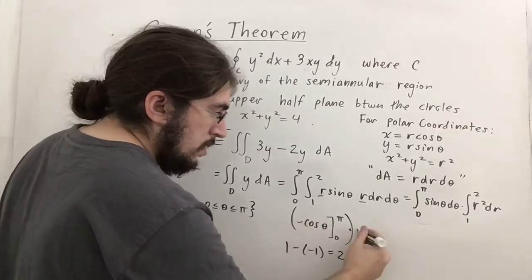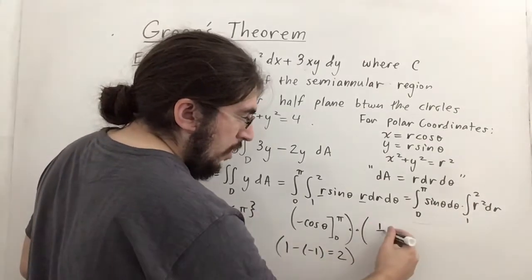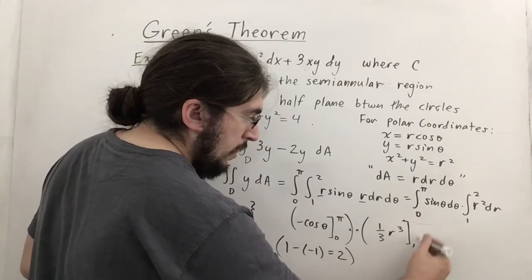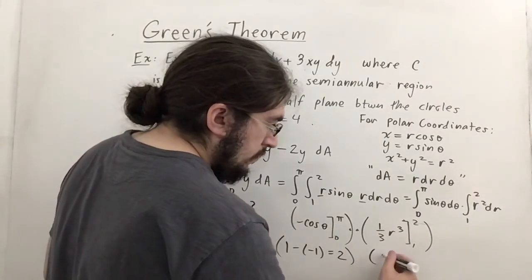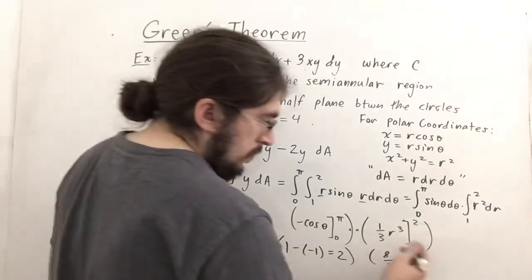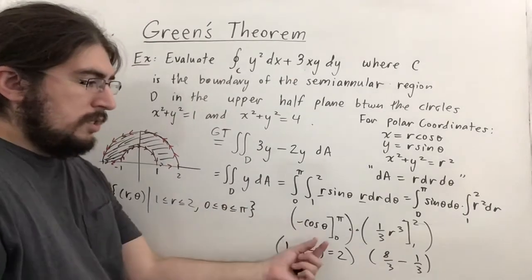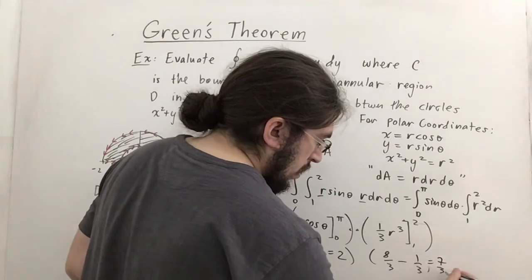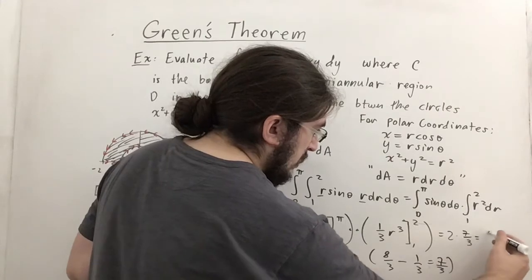Times, so that's this one, the antiderivative of r squared is 1/3 r cubed. Evaluate this between 1 and 2. We're going to get 1/3 2 cubed, which is 8/3. Minus 1 cubed is 1, times 1/3 is 1/3. So here we just get 7/3. So in total we have 2 times 7/3, which is 14/3.